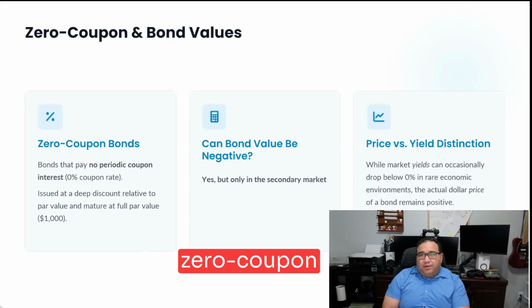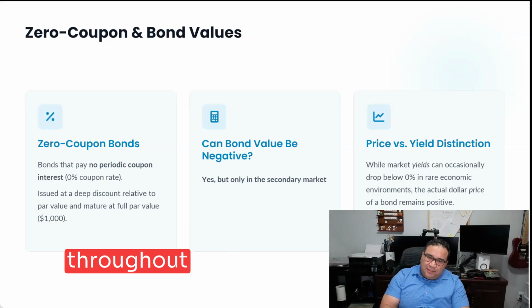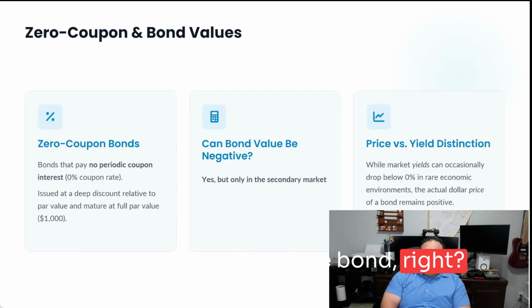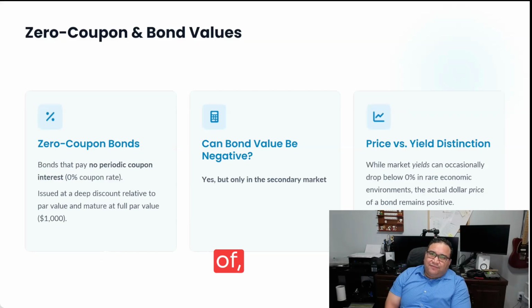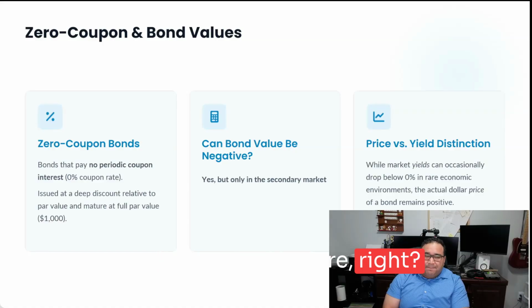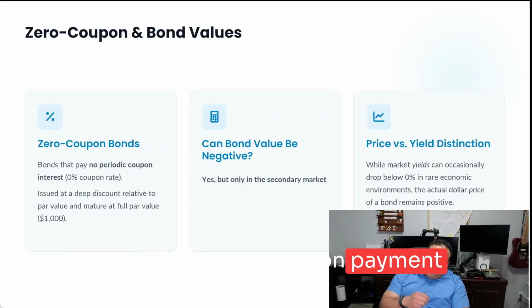0%, zero coupon bonds. What is a zero coupon bond? That means you do not receive payments throughout the life of the bond, right? But what happens is the bond is sold to you at a discount. So instead of saying it's a 1-year bond with a 6% coupon rate like we had before, where you expect to receive 6%, instead of having a coupon payment or receiving annual payments, you'll get a zero coupon bond and receive no payments.